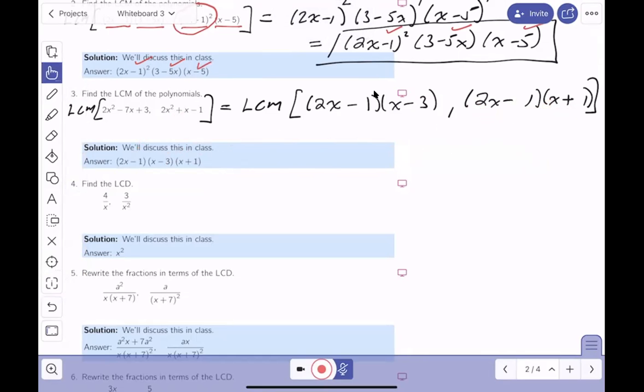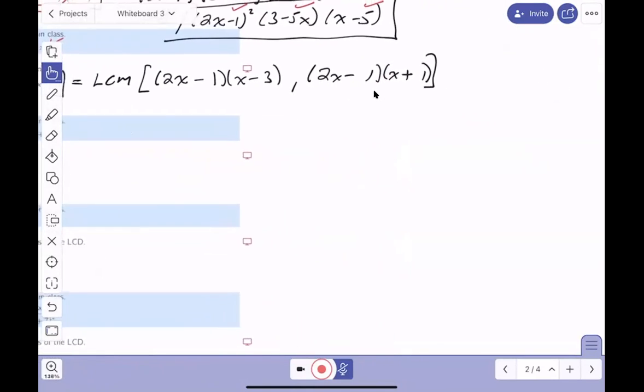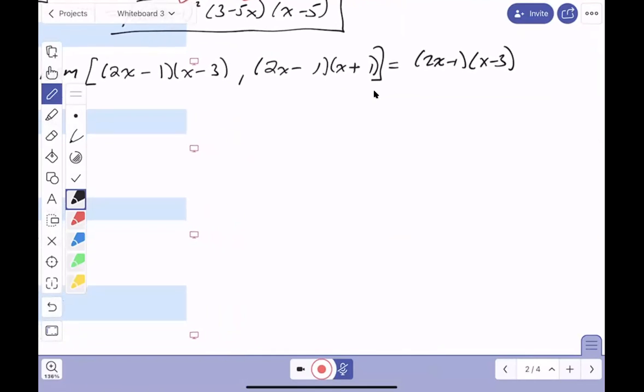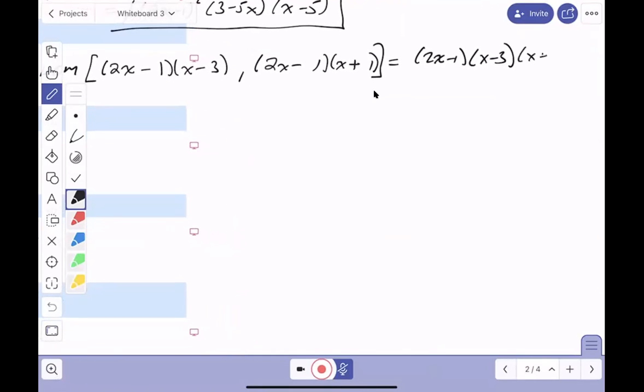Right, what do I have to do now? Well, I've got to write down the factors I'm witnessing over here. Let's write them down one at a time. So what do I say? I definitely see 2x minus 1. I definitely see x minus 3. And what else do I see? I see x plus 1. All right. I'm going to underline this for you. I see 2x minus 1. I see x minus 3. And I see x plus 1.